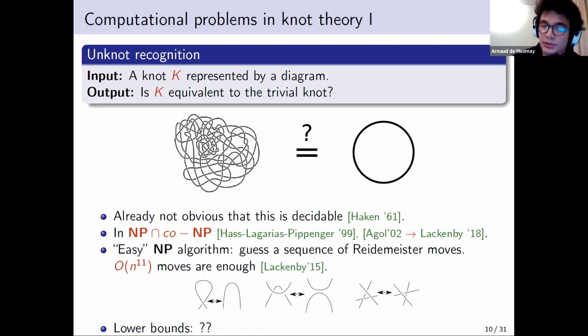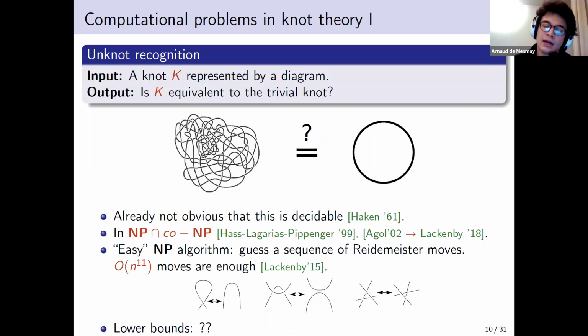If you give me this sequence of n to the 11 moves, I can easily verify that the knot is trivial. And as one can guess from this n to the 11, the proof is very intricate. That's something non-trivial. And similarly, the co-NP certificate requires some work. So this is really not obvious at all. And no lower bound is known. So that's one of the few problems that are in NP and co-NP, and it's unknown whether they're NP-hard.